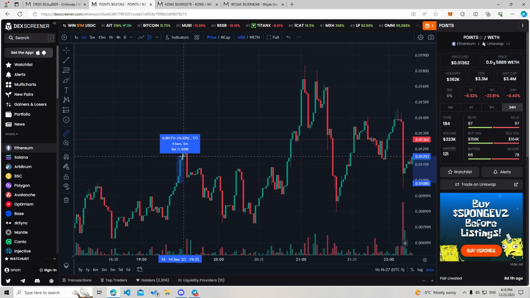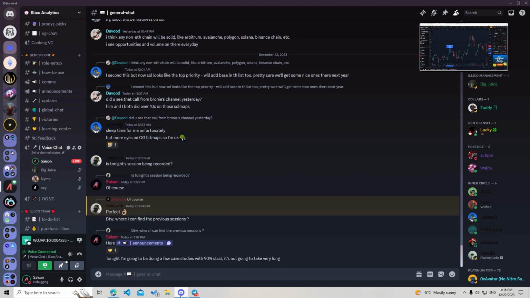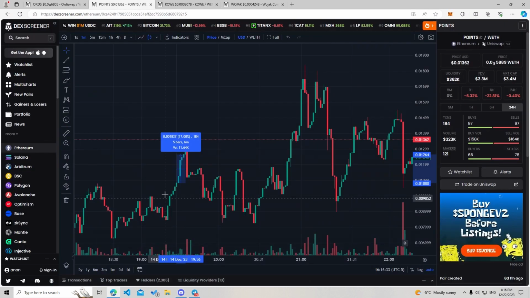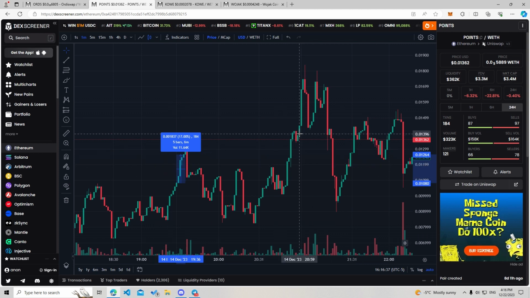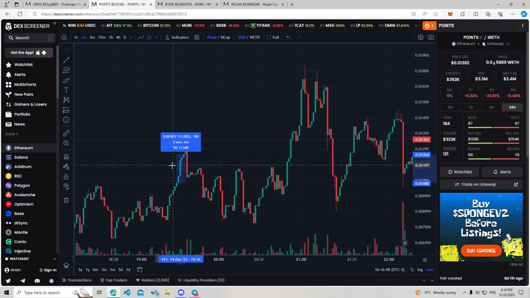So this is a perfect example of the 90% strategy. Perfect. This is literally a beautiful chart. Beautiful. This is fantastic. Absolutely beautiful. And another point is that the market cap was a bit higher.